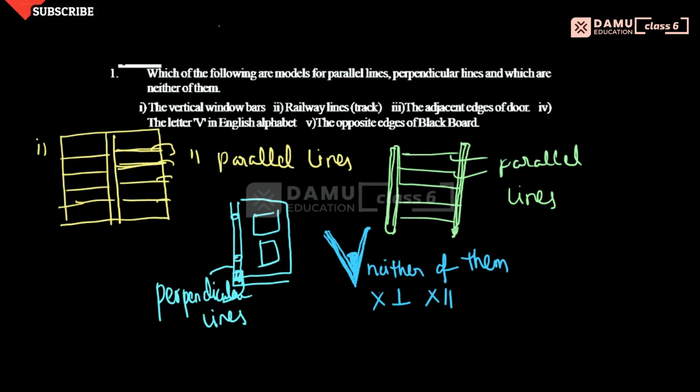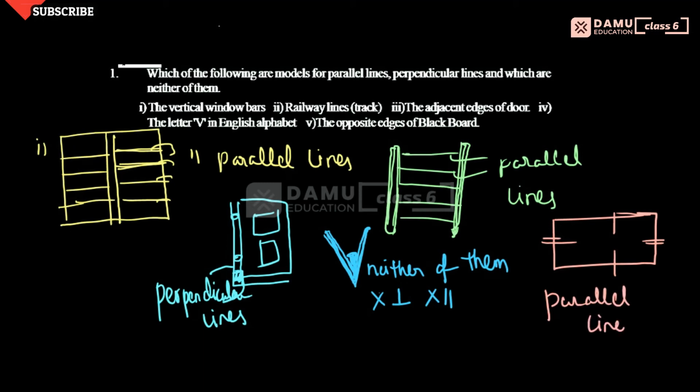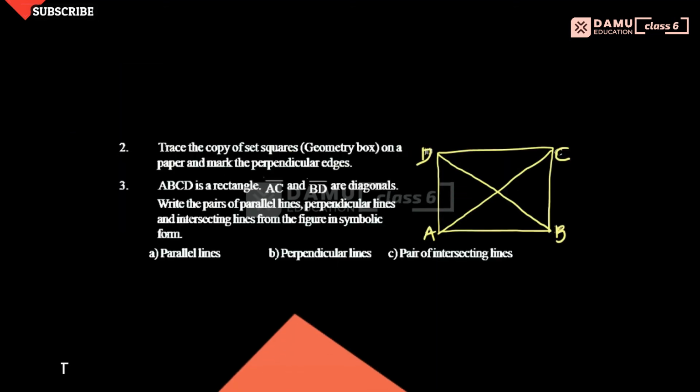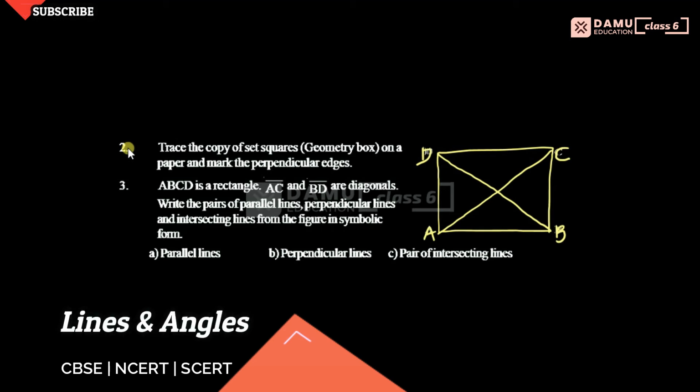Next one, the opposite edges of blackboard. So let's take blackboard will be like this. So these two are same and these are same. So here opposite edges are parallel to each other. Then what you can say here is parallel lines.